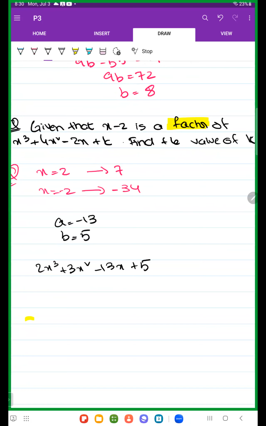Now in your exam, these questions are very easy because you can also check if your answer is correct or not. So how can I check it? I can plug in either of these and see if I'm getting the correct answer. So if I were to plug in 2, I should get 7, yes? Can you plug in 2 in this equation?